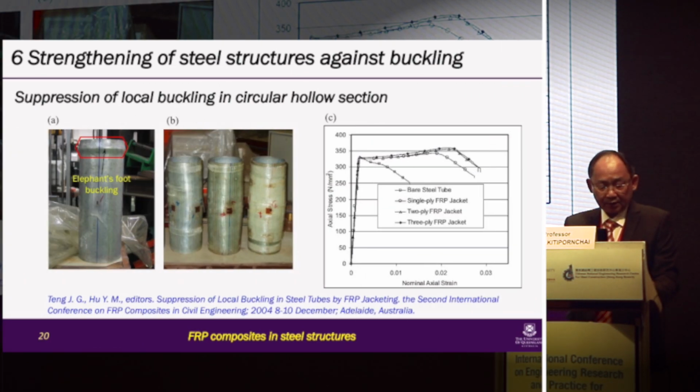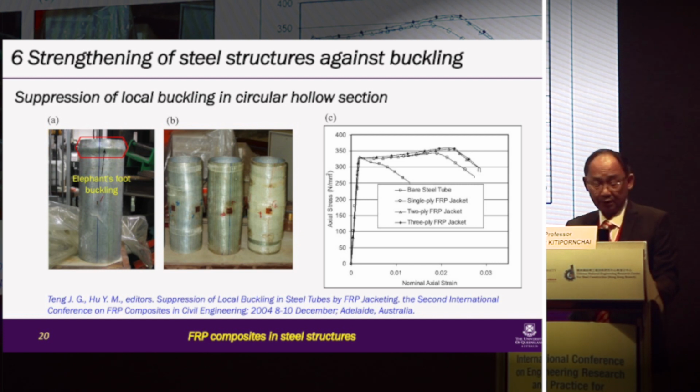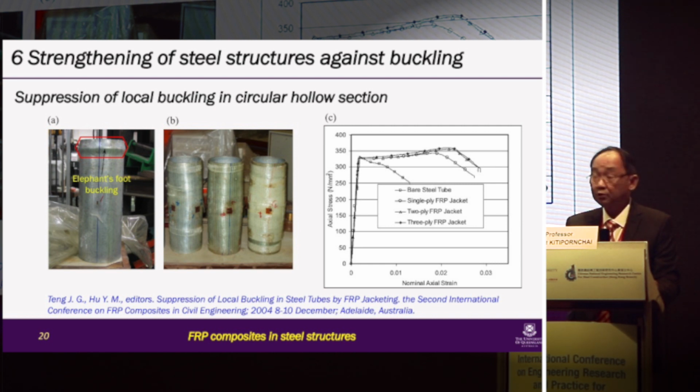As I said, another very interesting application of the FRP is the suppression of the local buckling in circular hollow sections, which can also be applied to silos. This shows that because of the confinement, the localized elephant foot buckling mode has changed to global buckling mode.